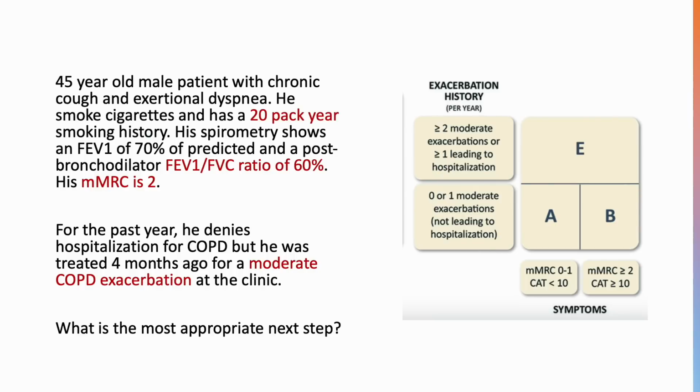Here is a 45-year-old male patient with chronic cough and exertional dyspnea. He smokes cigarettes and has a 20-pack-year smoking history. His spirometry shows an FEV1 of 70% of predicted and a post-bronchodilator FEV1 over FVC ratio of 60%. His MMRC is 2. For the past year, he denies hospitalization for COPD, but he was treated 4 months ago for a moderate COPD exacerbation at the clinic. What is the most appropriate next step?